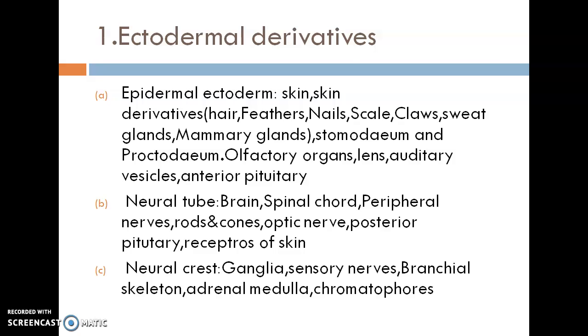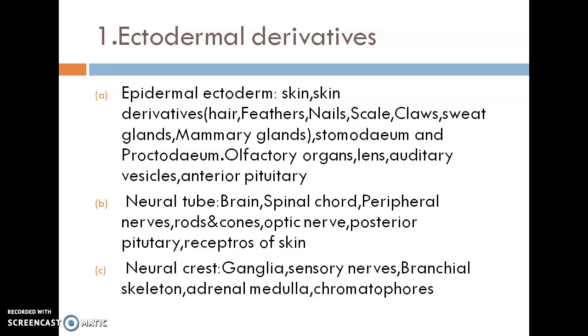That means skin derivatives, like hair, feather, nails, scales, claws, sweat glands, mammary glands, etc. These are skin derivatives. And stomodeum as well as proctodeum are the two different parts of the alimentary canal. Then olfactory organs, that is smelling organs or nose, then lens, auditory vesicles and anterior pituitary. All these organs are derived from the ectoderm.